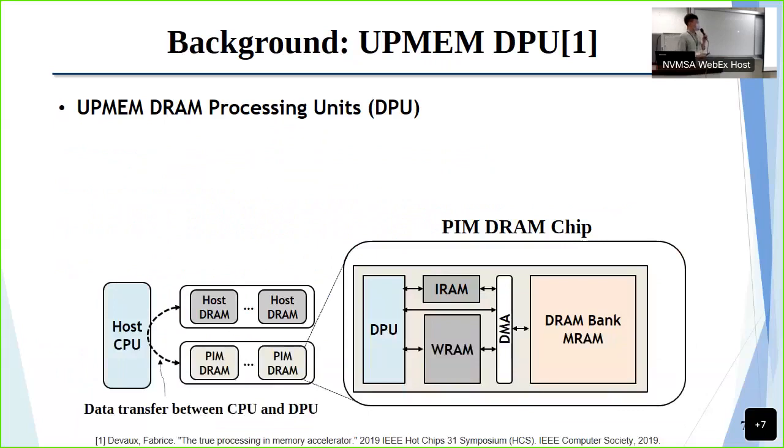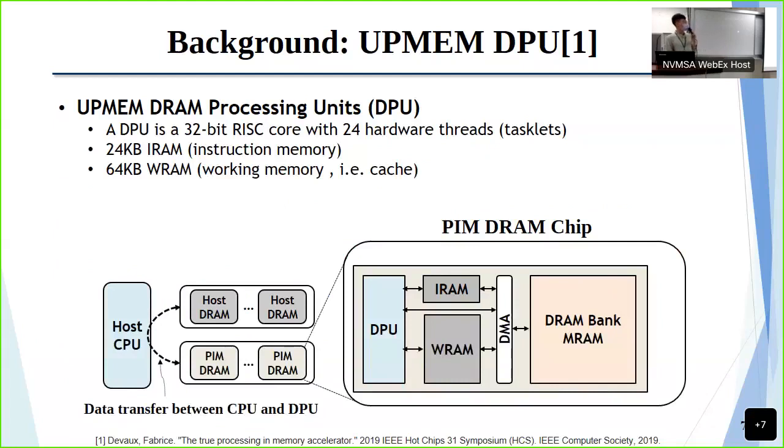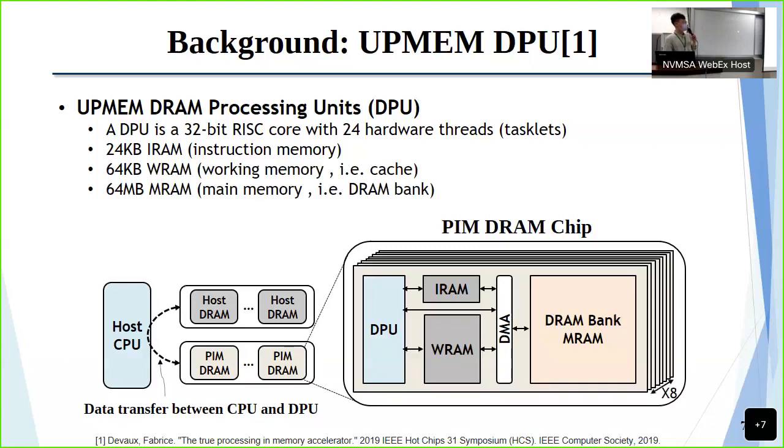Here we are going to introduce the UPMEM DRAM processing unit, that is, the DPU. Each DPU can be seen as a small processor with 24 hardware threads. Each DPU contains 24 kilobytes of IRAM to store instructions, 64 kilobytes of WRAM, which is a cache in a DPU, and 64 megabytes of MRAM, which is a DRAM bank in the DPU. There are 8 chips in a DIMM rank, and 8 DPUs in a chip, so there are 64 DPUs in each rank. The way to communicate with the DPU is to transfer the data from host DRAM to PIM DRAM through the host.